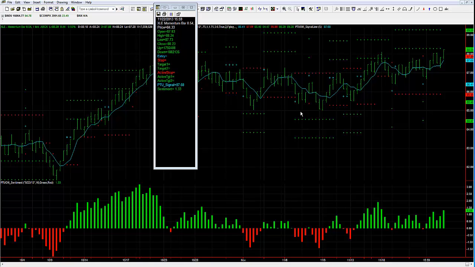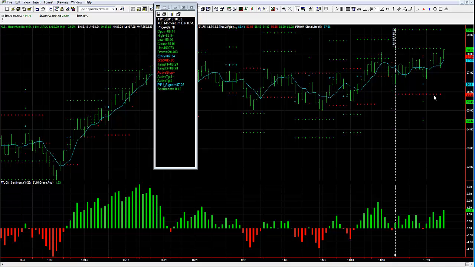XLE is one of the energy ETFs that I do like to track, and we are currently in this long setup. And let me mark that here so it's easy to identify. We are in this long setup. We got long at 87.34. We have a first target at 88.29, a second target at 89.28, and our stops down at 85.86.